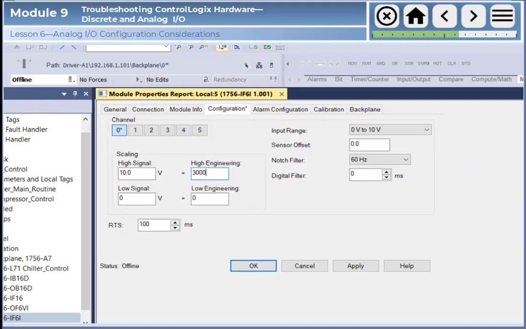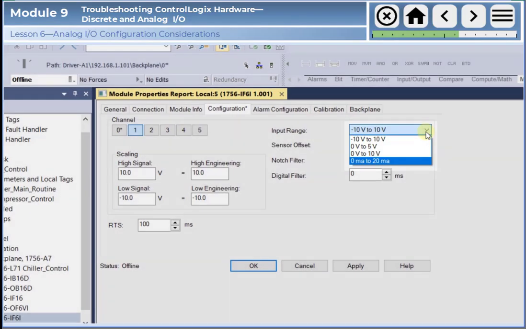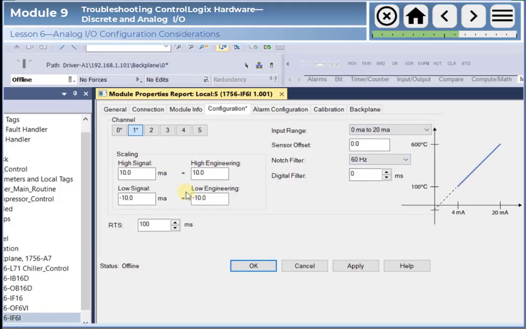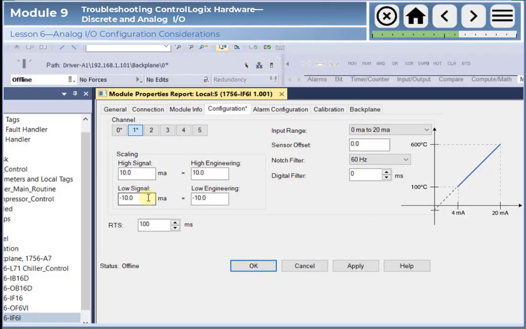Similarly, if we're interfacing a transmitter to channel 1 of this module, and the transmitter provides a 4 to 20 milliamp current proportional to, let's say, a reading of 100 to 600 degrees Celsius, we could configure the module for an input range of 0 to 20 milliamps. The fact that we are interfacing a 4 to 20 milliamp signal into a range of 0 to 20 milliamps does not really matter here, because when we scale the signals, we would get the correct reading value into the tag.